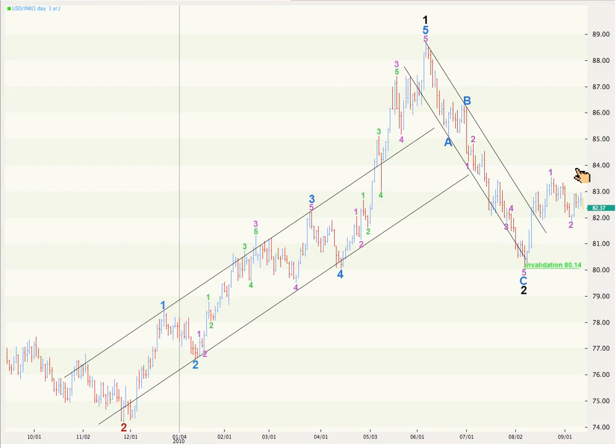There is another possible interpretation here, that this could have been A of black 2 with a 3-wave structure up for B, and we could be working on C to the downside. I don't think that's the case, because when we look at this recent movement for the last few days, upwards movement is clearly impulsive and downwards movement is corrective, which fits with this wave count and not with such an alternate that sees us in a C wave to the downside. We shouldn't see any movement below 80.14 now that this blue wave 1 is in progress.